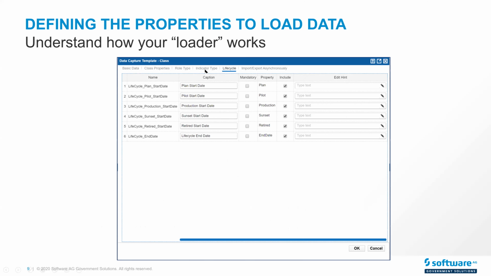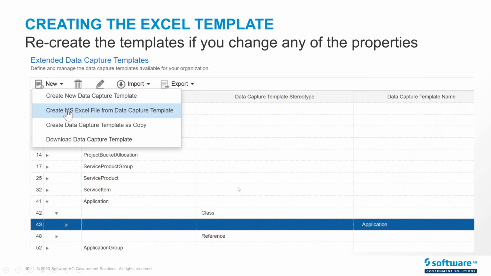And if I ask it to include the life cycle, one of the things I typically need to understand is what are the phases of my life cycle? In this case, we move from plan to pilot to production to sunset to retired, and then we reach the end date. Once I get that definition completed, I'm going to have my EA tool, if it can, generate the Excel file for me to fill in. So it knows how to handle and process the data capture template.